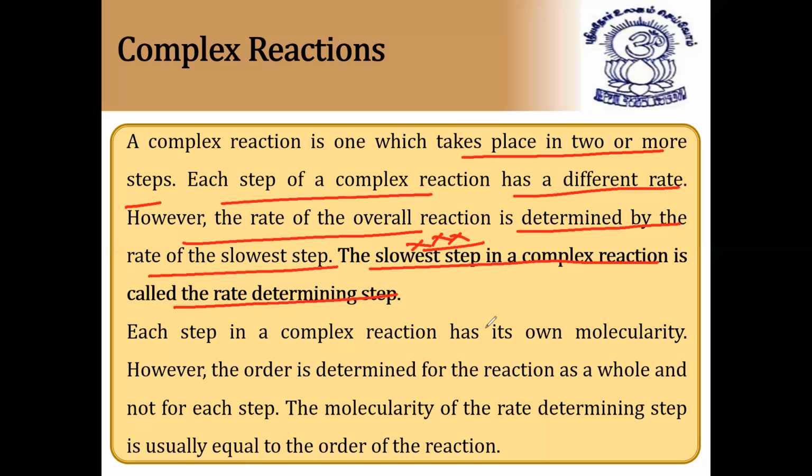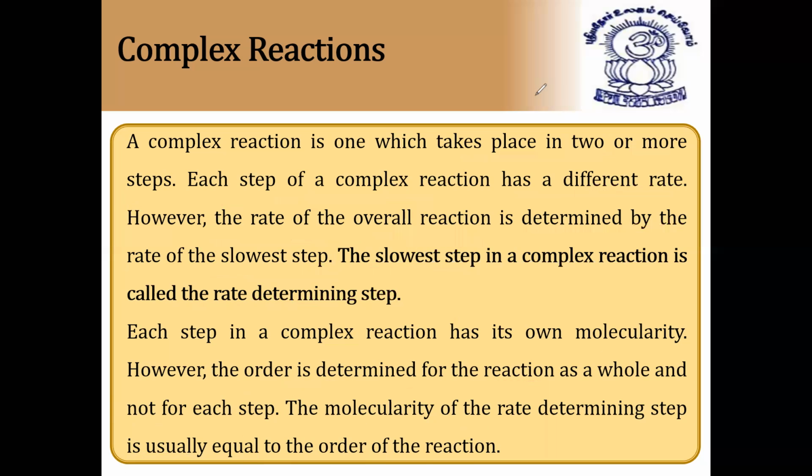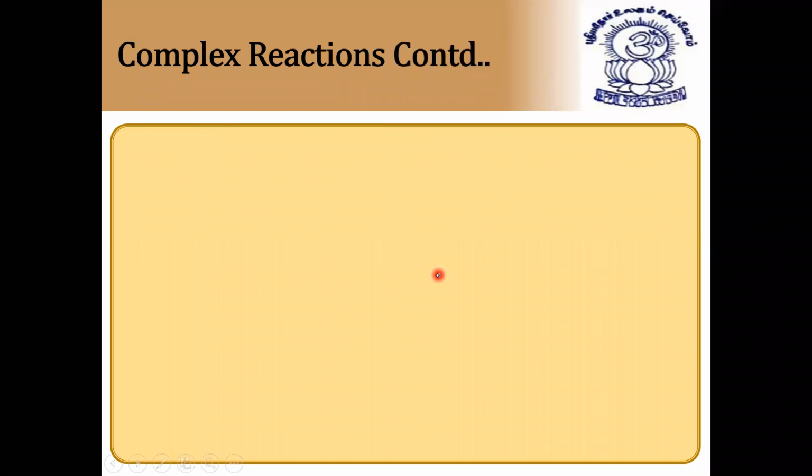Each step in a complex reaction has its own molecularity. However, the order is determined for the reaction as a whole and not for each step, because the order of a reaction will be written for the whole complete reaction, not for each step. But molecularity we can write for each step. So the molecularity of the rate determining step is usually equal to the order of the reaction. Let us see how to find the order of reaction in these cases.